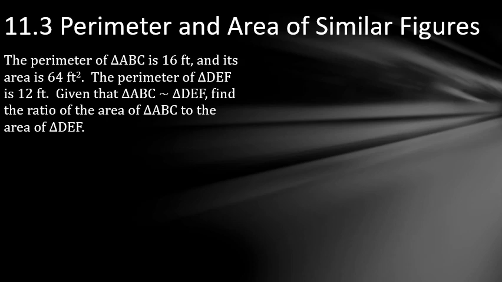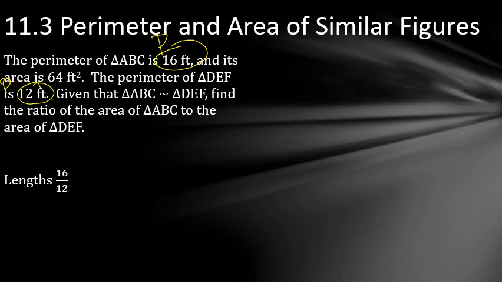The perimeter of triangle ABC is 16 feet, and its area is 64 square feet. The perimeter of triangle DEF is 12 feet. Given that the triangles are similar, find the ratio of the area of triangle ABC to the area of triangle DEF. Well, what do we know? We know that's a perimeter, and that's a perimeter. So we know our perimeters, so we could find the ratio of the perimeters, which are lengths.